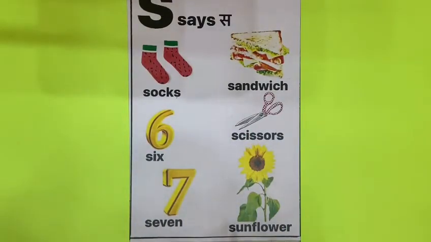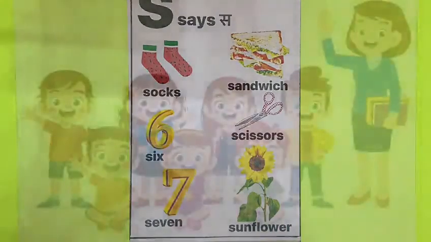Children, look. This is the picture of a sunflower. Children, the color of the sunflower is yellow. Children, please repeat after me. Sir, sunflower. Very good, children.